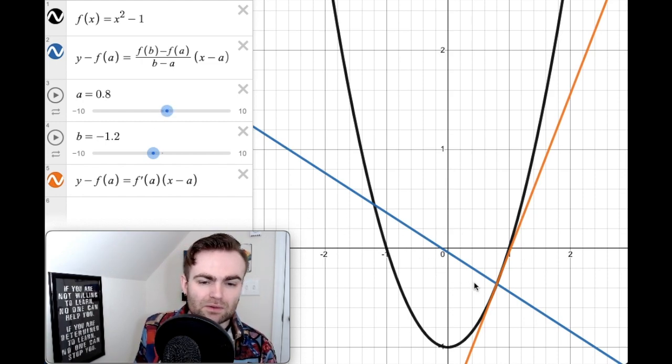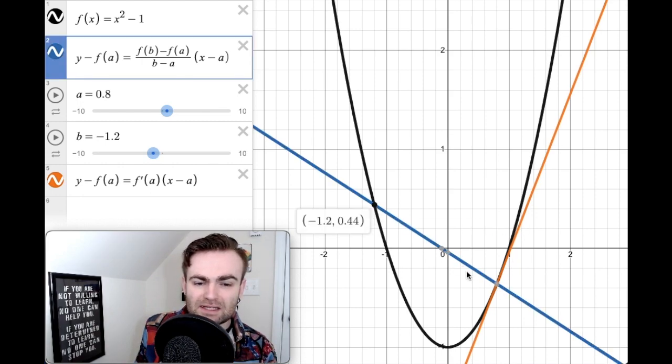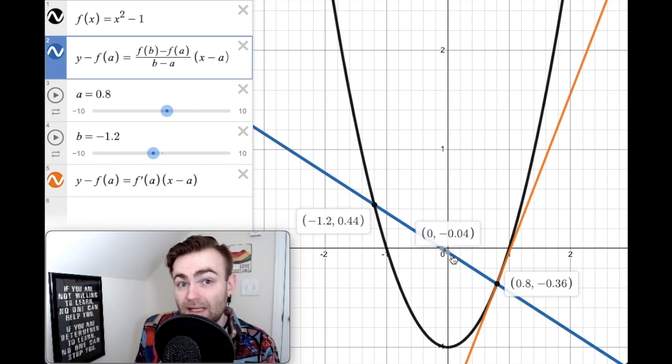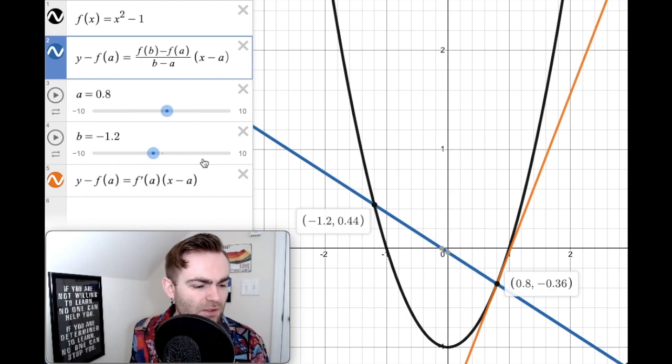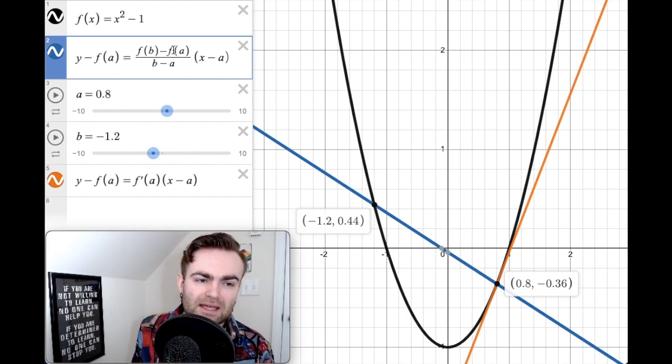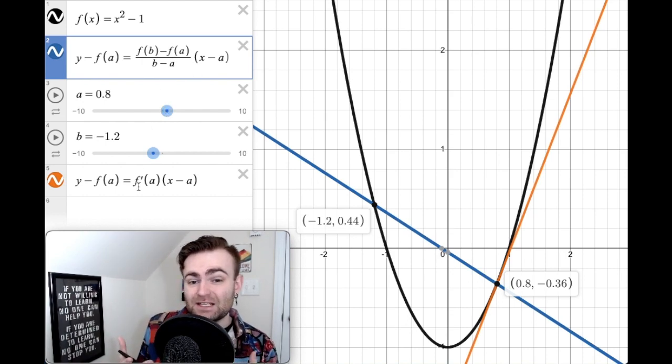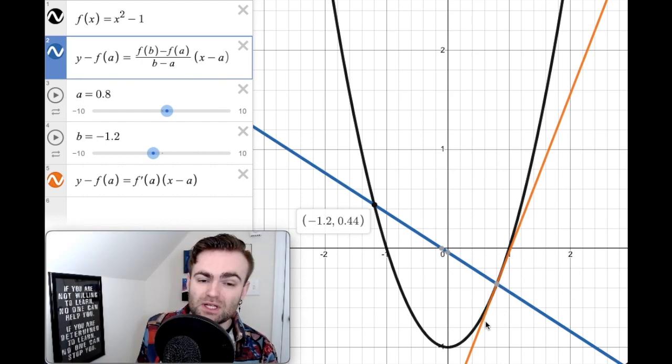What does matter, though, is this nice orange line. The blue line is called a secant line because it intersects the graph twice, or at least twice. The orange line is called a tangent line because it intersects once, only at this one point here. So I guess the question is, how do we make the secant line into the tangent line? How do we take this average rate of change into something that would be the instantaneous rate of change? Because if it only touches once, then that's the instantaneous rate of change of the graph at that point.